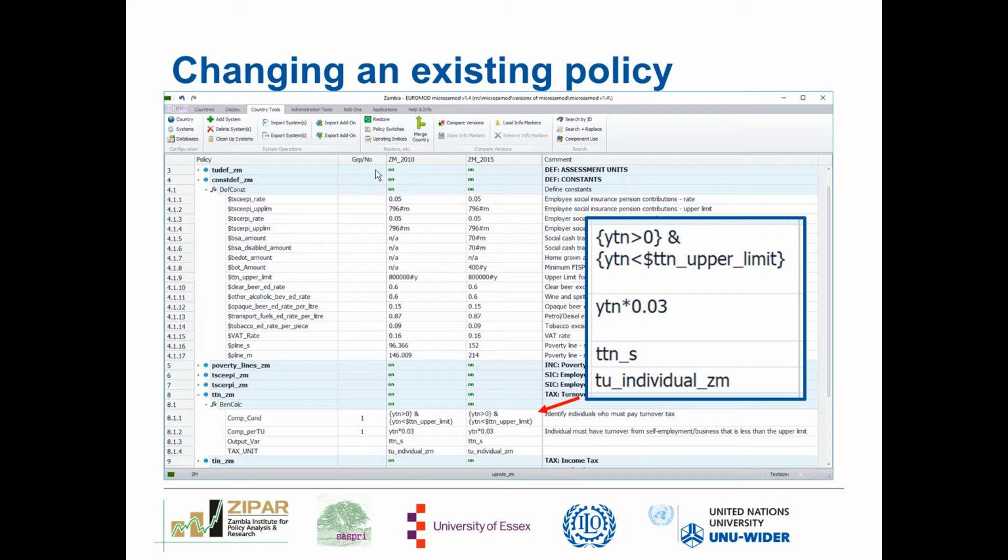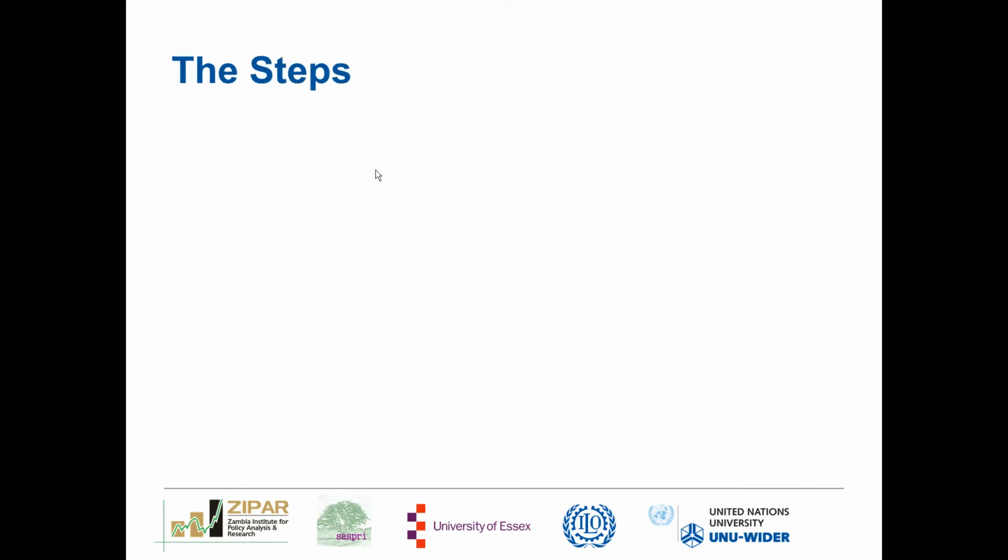If you'll notice here, we haven't placed our turnover tax rate in our constants policy. Instead, we've put it in the actual turnover tax policy itself. Now, it isn't incorrect to do this, but it's always good modeling practice to put any rates and amounts in our constants policy, as opposed to in the actual policy. There we have our upper limit for turnover tax, which is 800,000 Zambian kwacha per year.